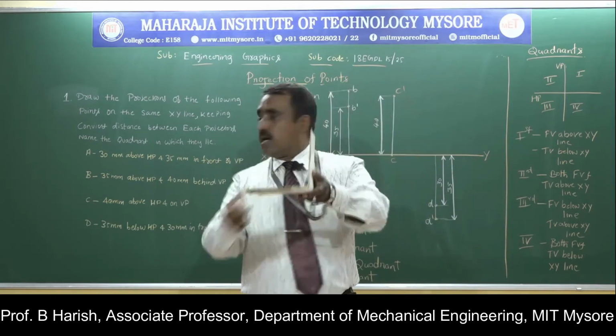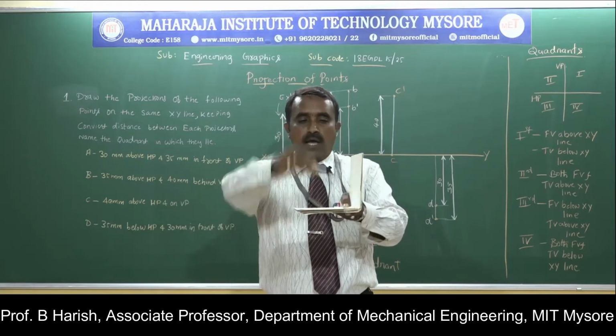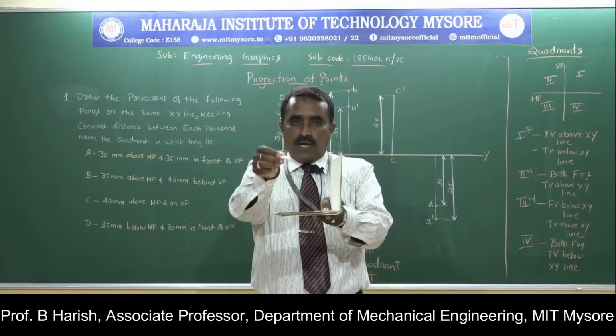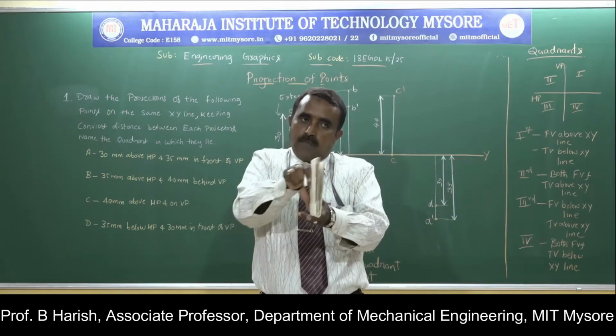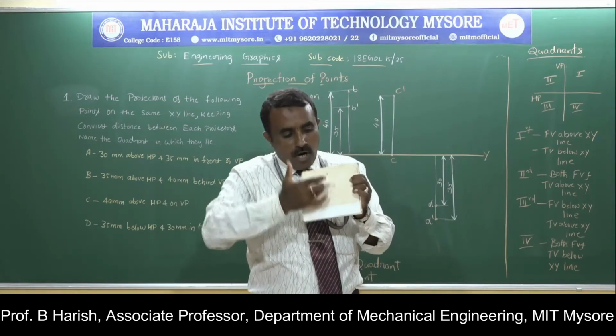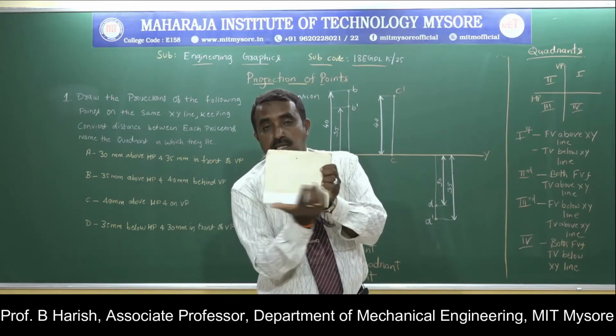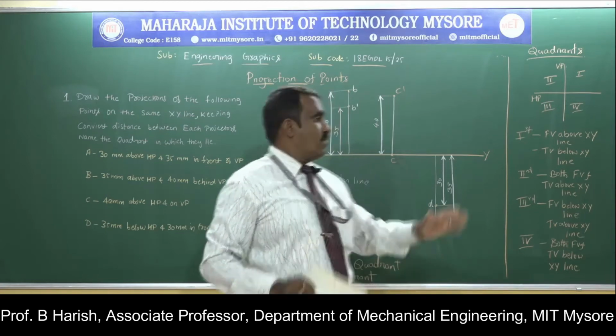This is the position, second quadrant. It says that 35 mm above HP and 40 mm behind VP. This 40, this 35. So the rule says that the horizontal plane is rotated above, so both your top and front view will be above your XY line. The XY line is the intersection of your horizontal and vertical plane.